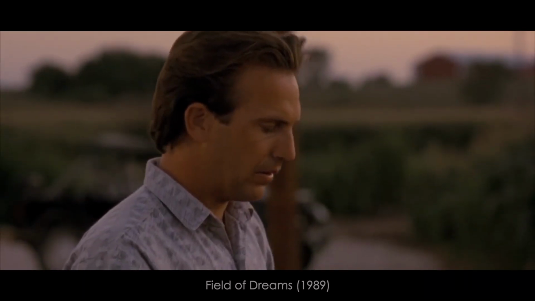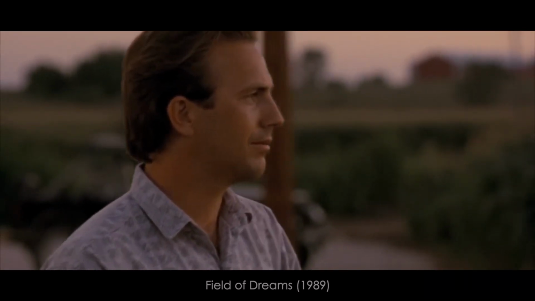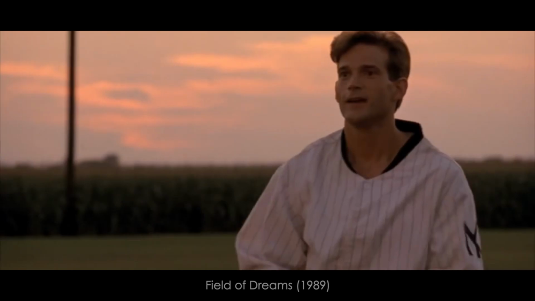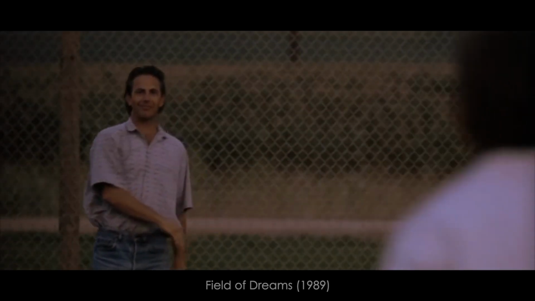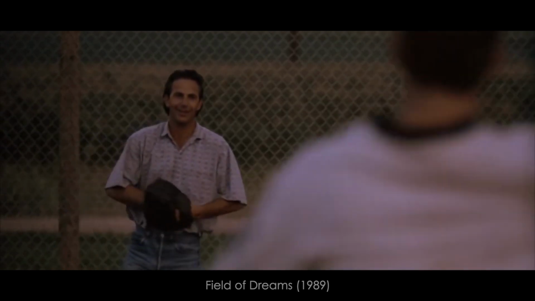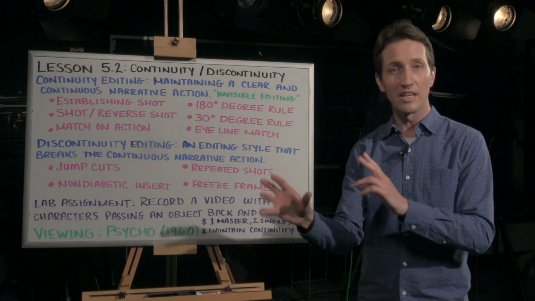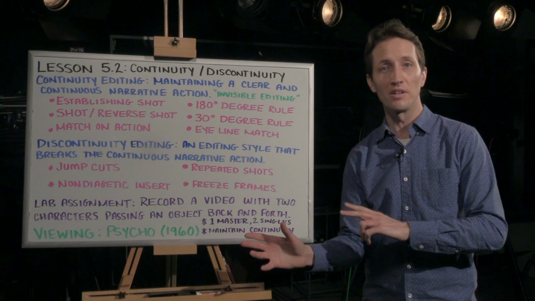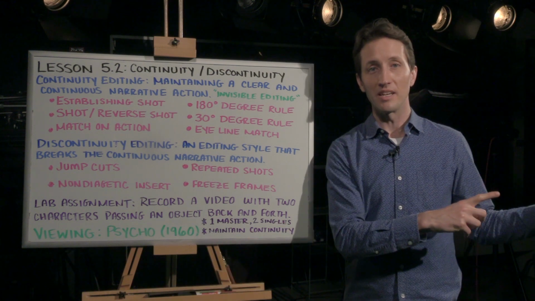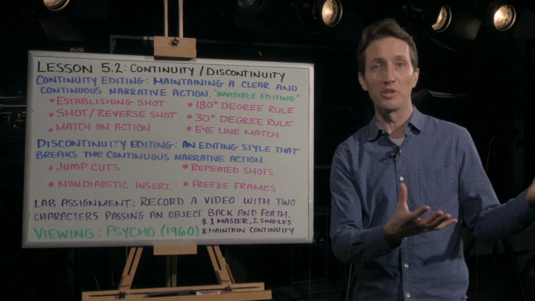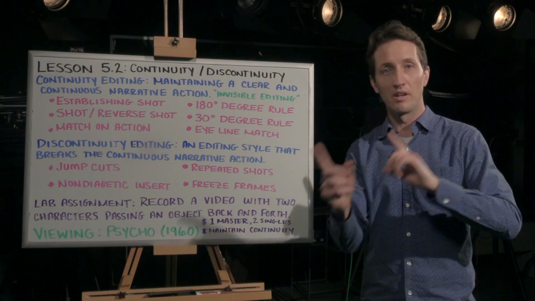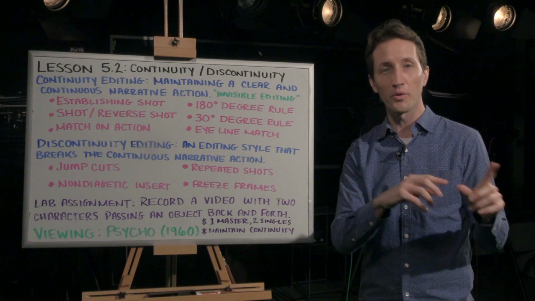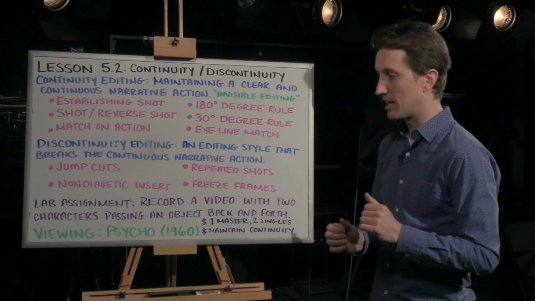I don't want to see character A start with the ball, throw it to character B, and then cut into a shot where character A is holding the ball. That doesn't make sense. That's going to break continuity. I want to see character A start with the ball, throw it to character B, cut to character B now holding the ball, throwing it to A, and seeing that ball back and forth without any breaks in continuity.